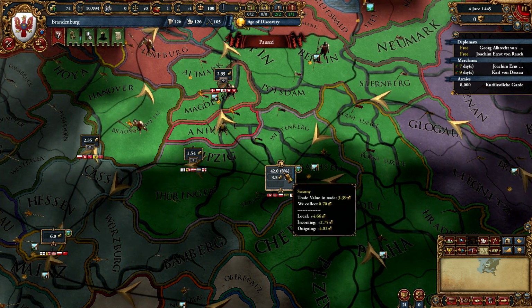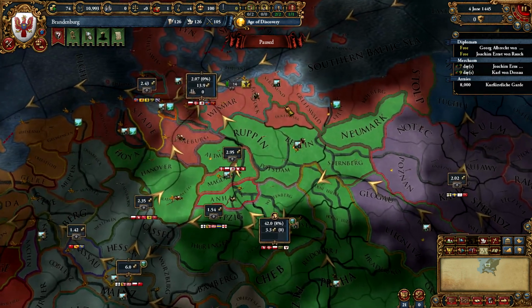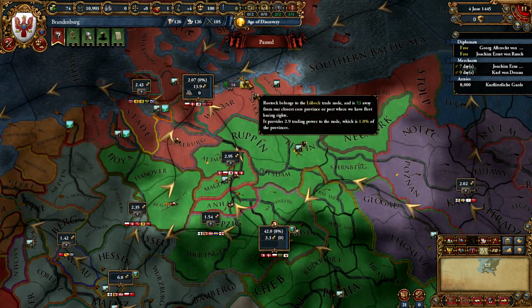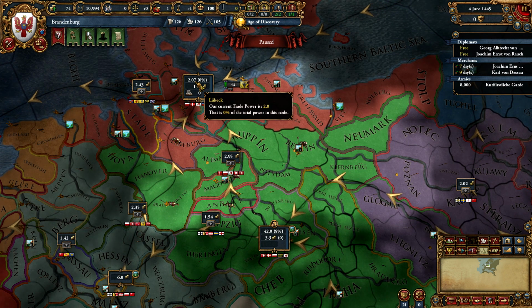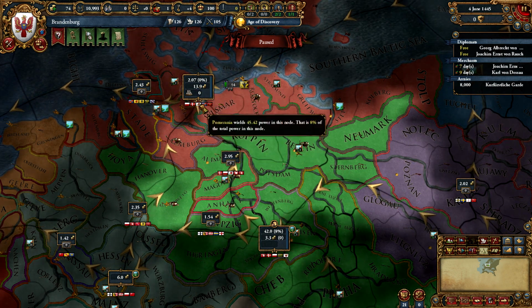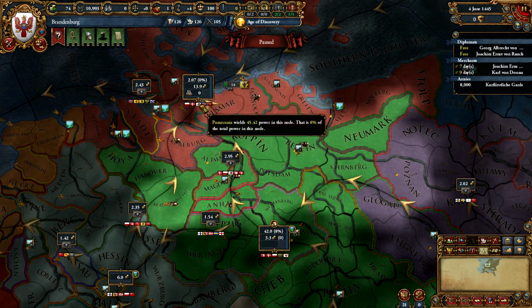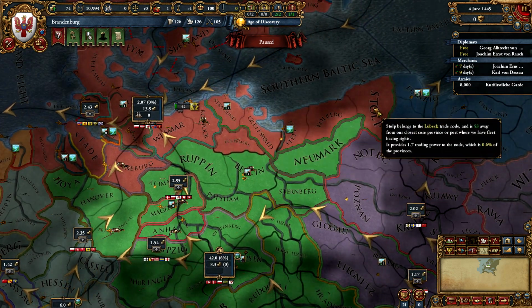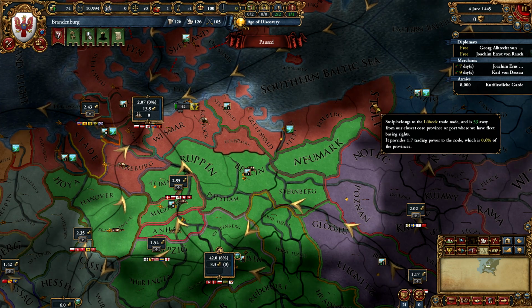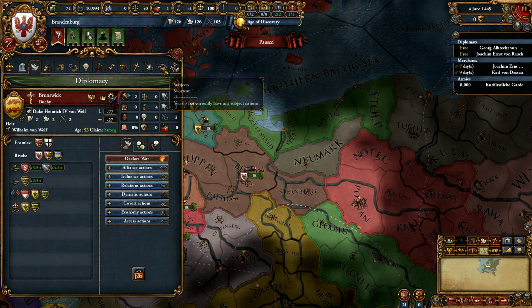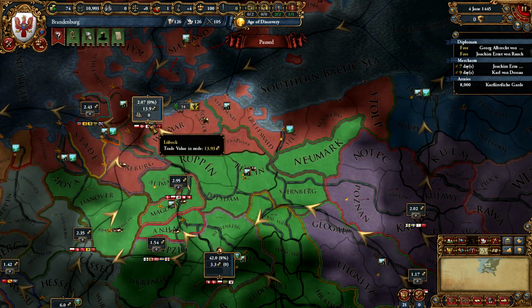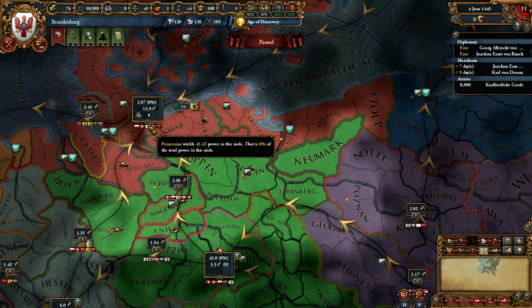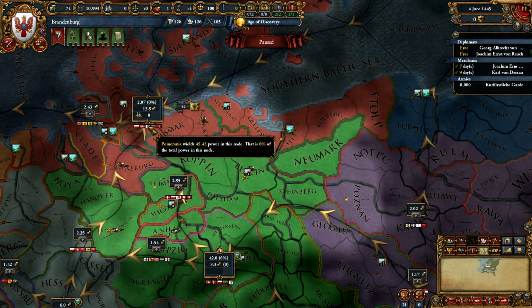bumping us up to about 16% in Saxony. But moreover, the same thing is applicable in another area. So Pomerania has 8% inside of Lubeck. Well, guess what, guys? When you subjugate Pomerania as your subject, you can transfer trade power in the subjects menu, and you are going to gain the full 8% of his trade power.